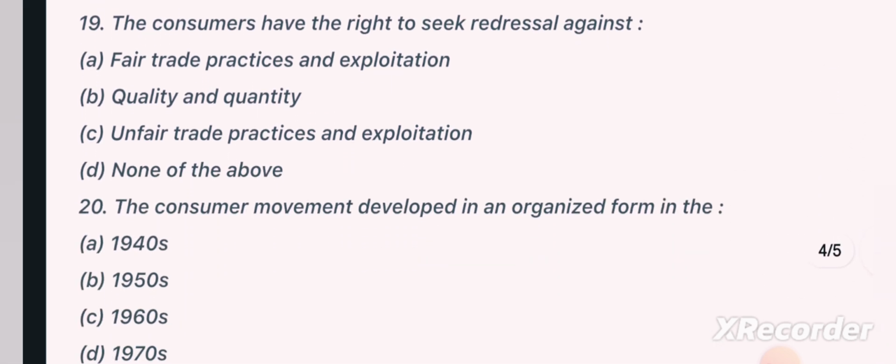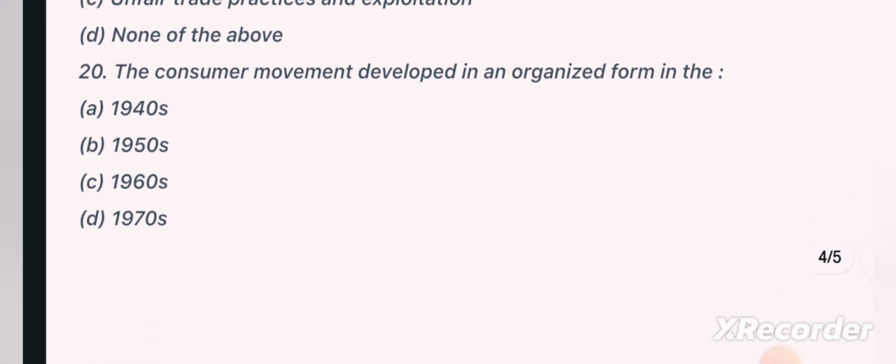Next, 19th question. The consumers have the right to seek redressal against: A. Fair trade practices and exploitation, B. Quality and quantity, C. Unfair trade practices and exploitation, and D. None of the above. Last question.